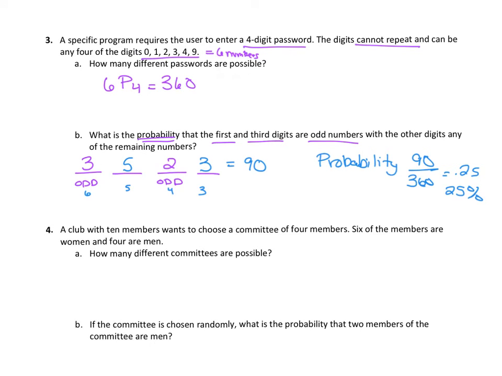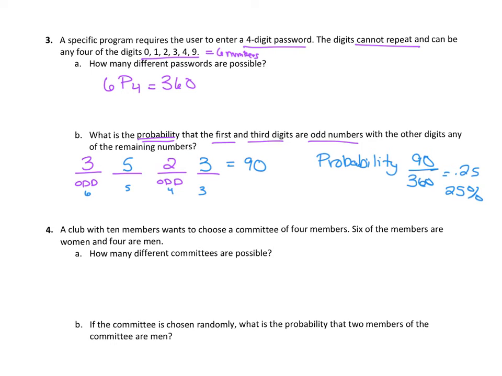All right, so example 3 is a permutation because we're talking about the order of a password. So there's 6 numbers you can choose from, and I'm picking 4 of them, so 6P4. So I have 360 total possible outcomes. Now, the probability that the first and third digit are odd.